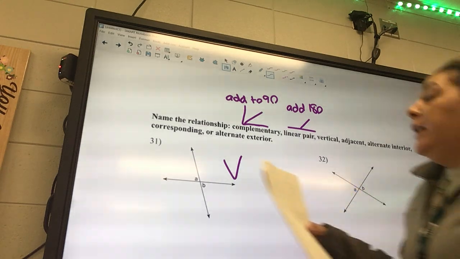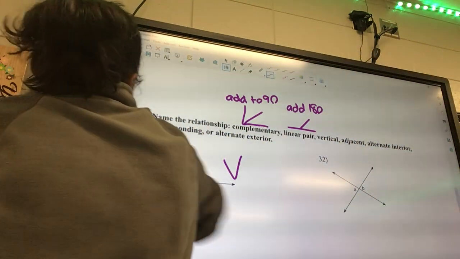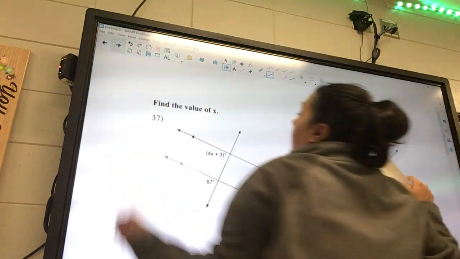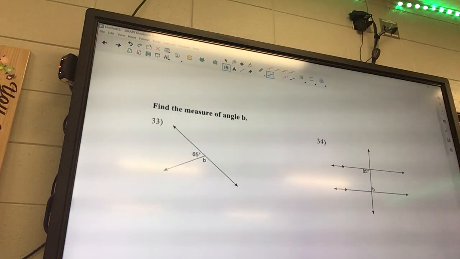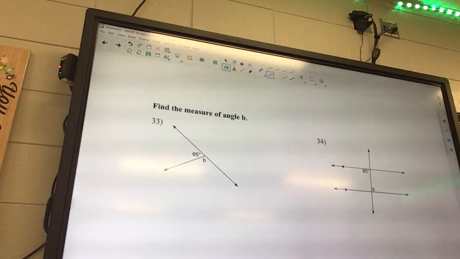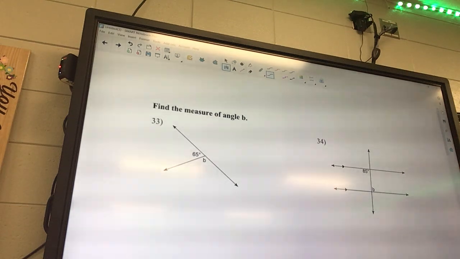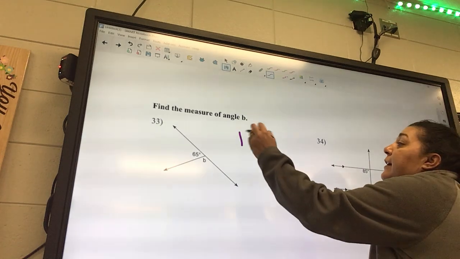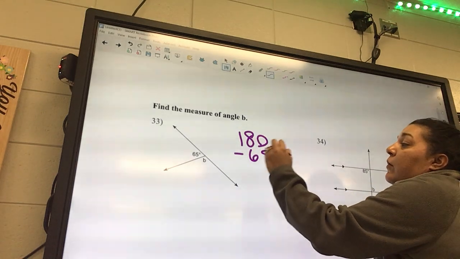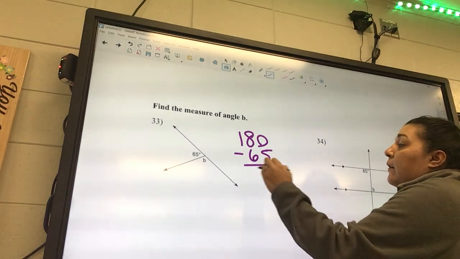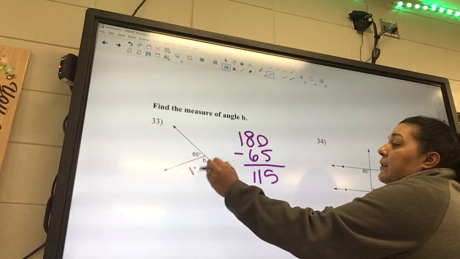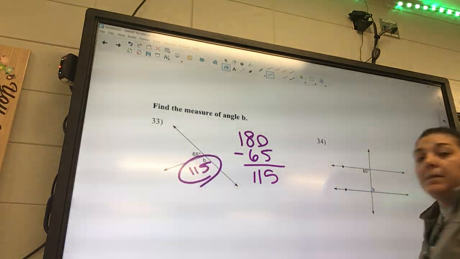Okay, 33. Find the measure of angle B. Okay, so those make a straight line, and a straight line is 180 degrees. So it's going to be 180 minus 65. What is that going to give you? 115. Okay, so B is 115.